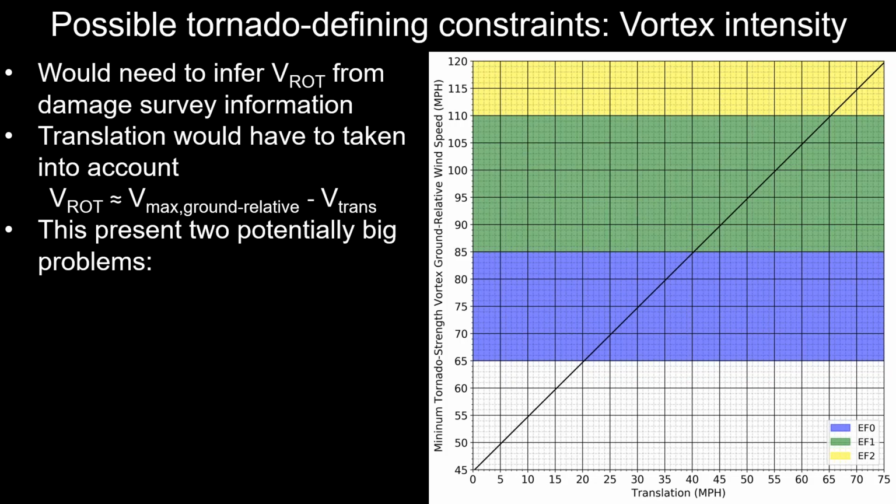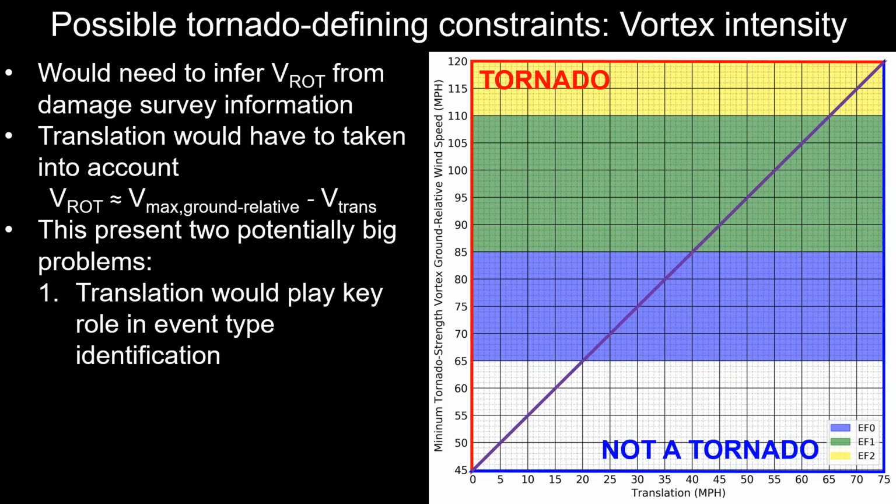So there's really two potentially big problems in this. One, translation would eventually play the key role in event type identification. So in the plot on the right, I have translation on the x-axis, and I have essentially your survey-estimated, EF scale-derived maximum wind speed estimation on the y-axis.